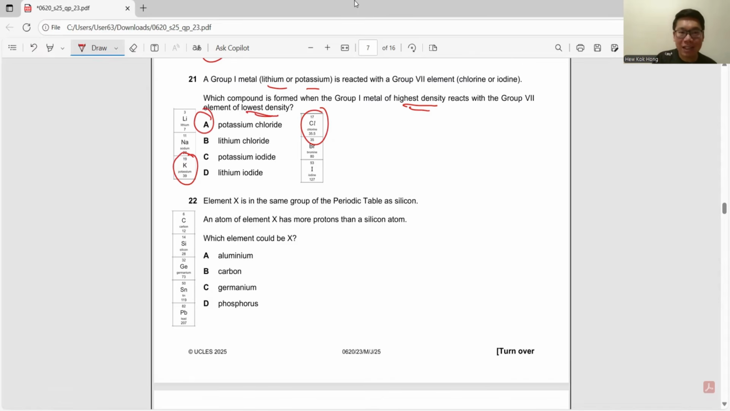22. Element X is in the same group of the periodic table as silicon. So silicon is here. An atom of element X has more protons than a silicon atom. That is confirmed below silicon and confirmed not C. Aluminium is not in this group. Germanium, yes. Phosphorus is not in this group. So it's C. We just refer back to the periodic table, then you know the answer.